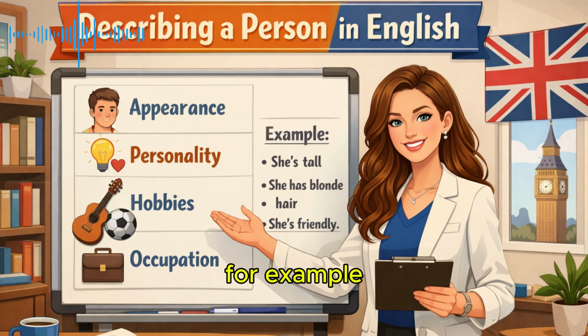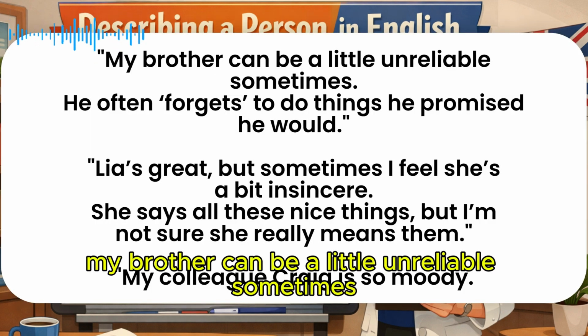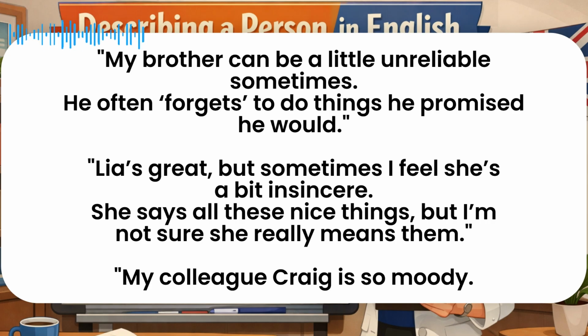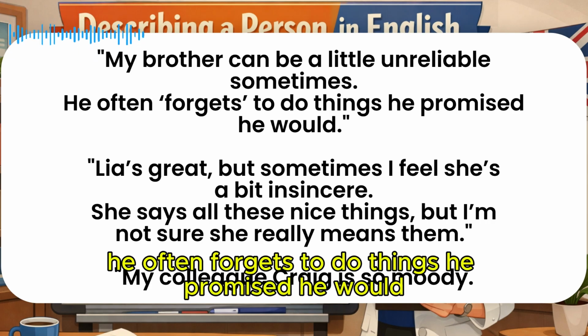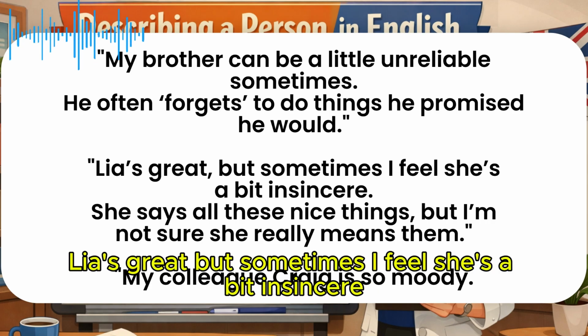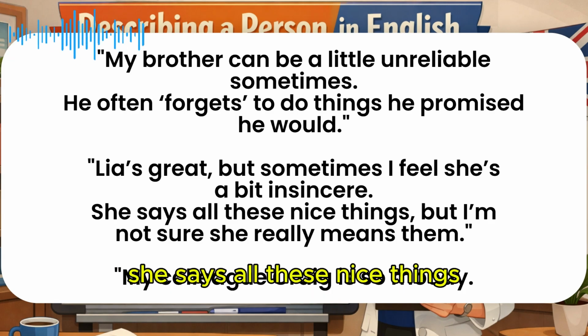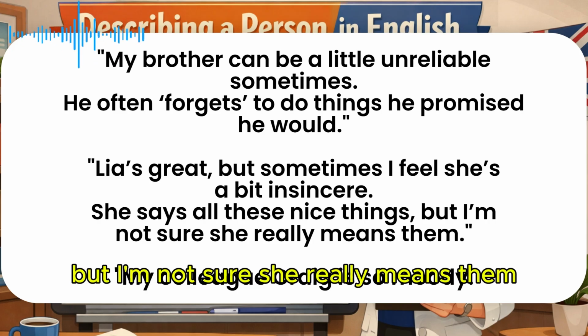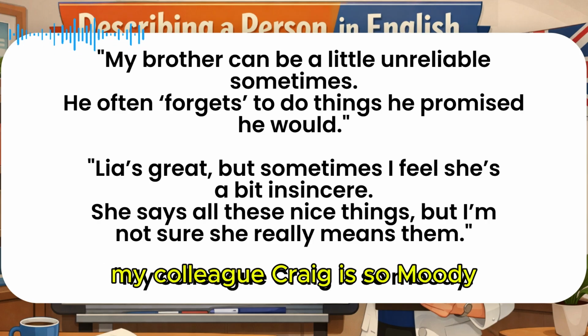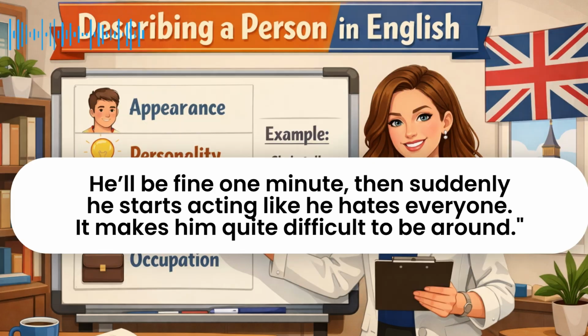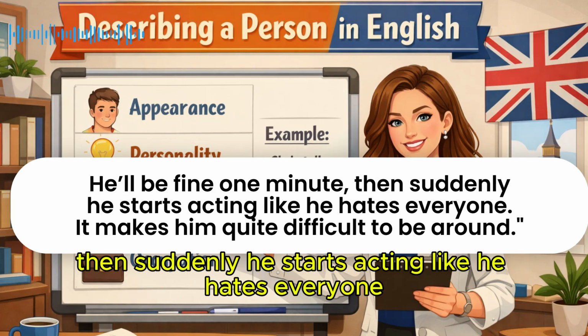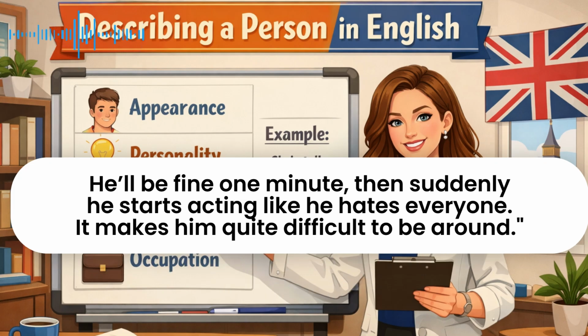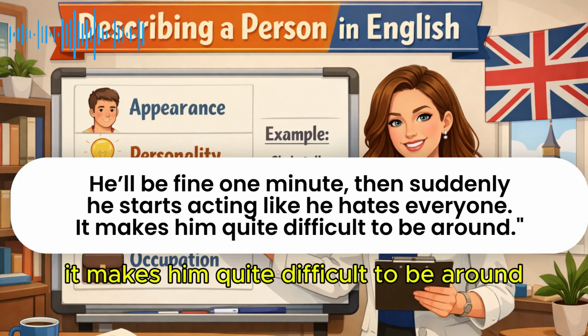For example, my brother can be a little unreliable sometimes. He often forgets to do things he promised he would. Leah's great, but sometimes I feel she's a bit insincere. She says all these nice things, but I'm not sure she really means them. My colleague Craig is so moody. He'll be fine one minute, then suddenly he starts acting like he hates everyone. It makes him quite difficult to be around.